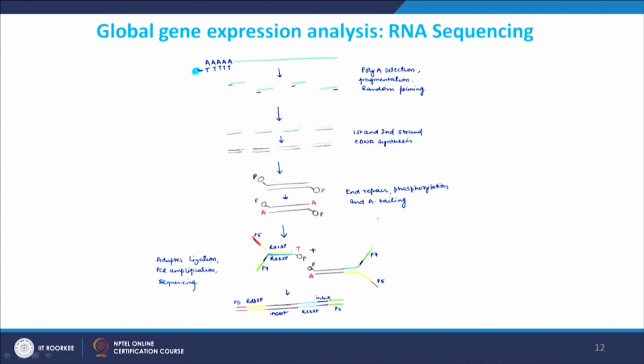The first advantage is that for microarray, to generate the chips, you have to have the sequence information, which means that the genome of the organism has to be sequenced. Then and only then can you define probes for the chip. But in RNA sequencing, even if the genome is not sequenced, it can be studied through RNA sequencing.